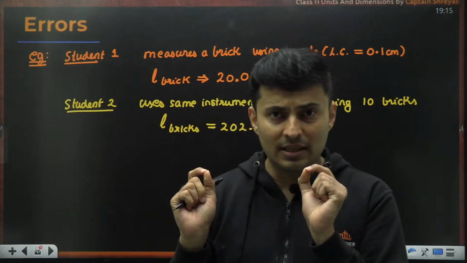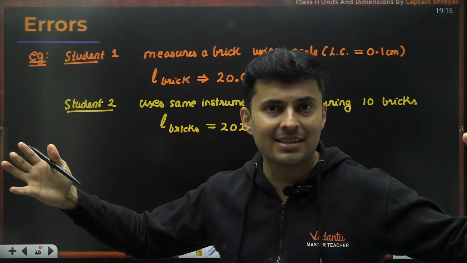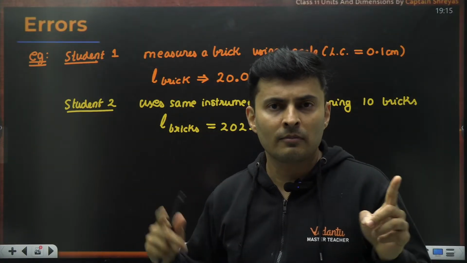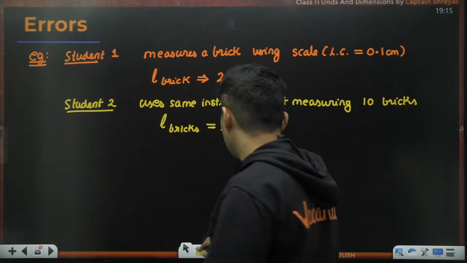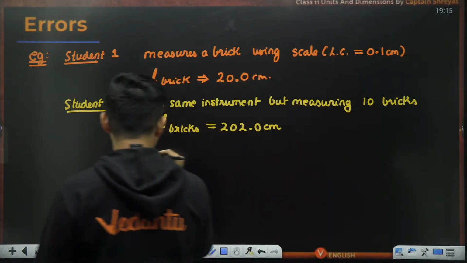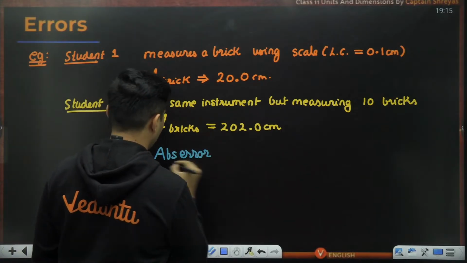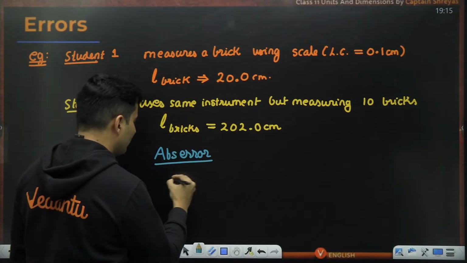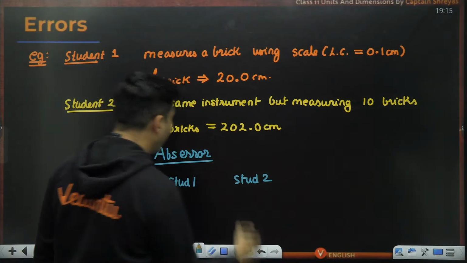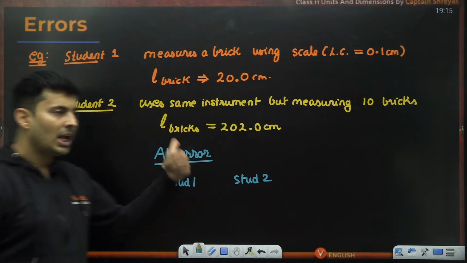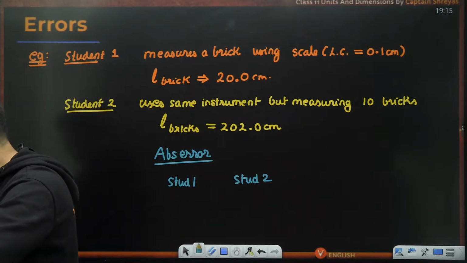One student is using an instrument to measure this length. Another student measures the length of 10 bricks using the same instrument. Who has more absolute error? Quickly answer in the chat box, right away. Is the absolute error more or less or equal for student 1 or student 2? Come on, quickly let me know in the chat box.